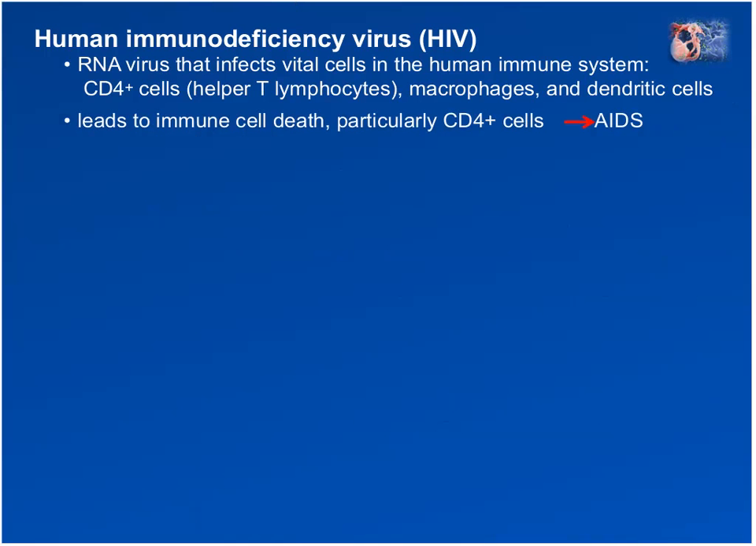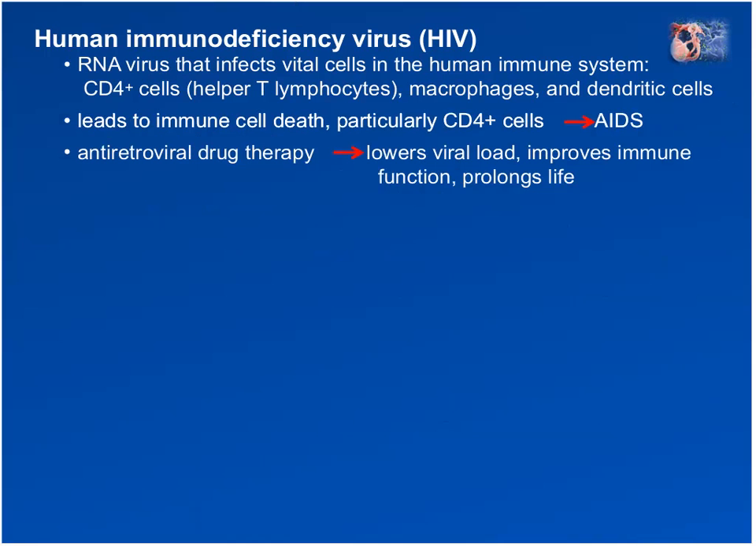HIV infects human immune cells: T lymphocytes, macrophages, and dendritic cells. It leads to the death of these immune cells, in particular the CD4 cells, and as a result, the syndrome known as acquired immune deficiency syndrome, or AIDS, is a consequence. HIV infection is treated by the administration of antiretroviral drugs, which reduce the plasma viral load of patients and significantly extend their lives.